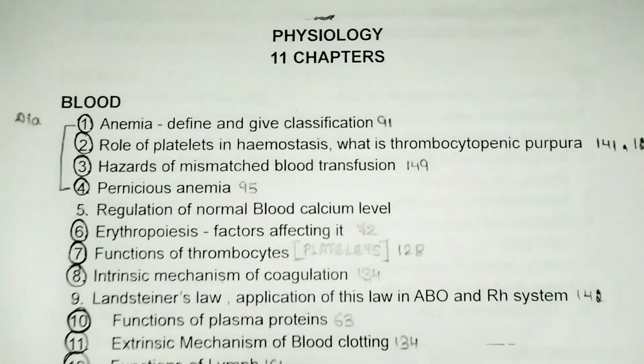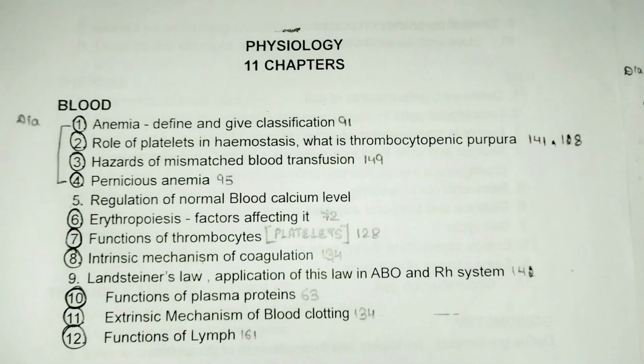In this, the important questions are: first one, define and classify anemia. Second one, role of platelets in hemostasis. And what is thrombocytopenic purpura? Third one, hazards of mismatched blood transfusion. Fourth one, pernicious anemia. Fifth one, regulation of normal blood calcium level. Sixth one, erythropoiesis and the factors affecting it.